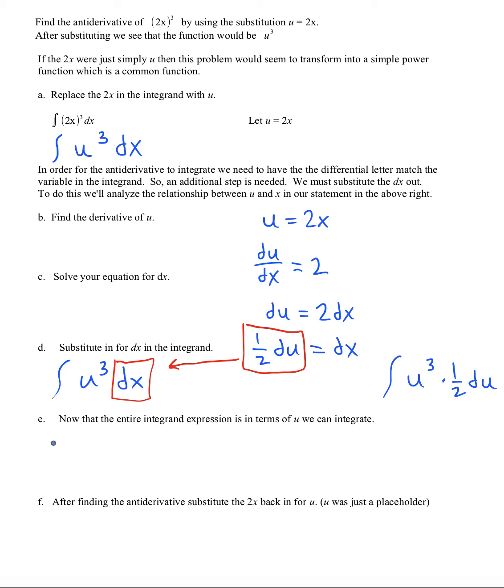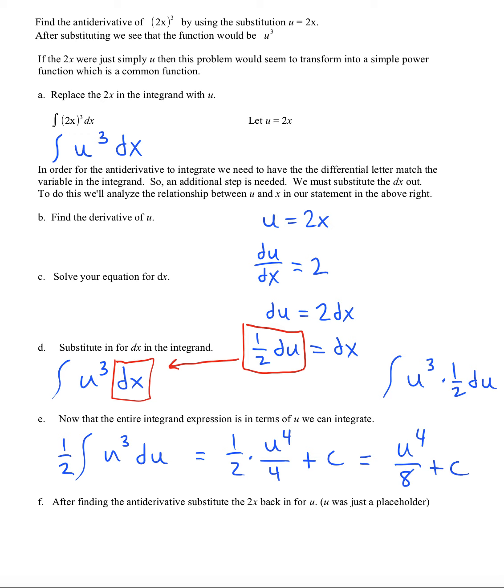Now that we have that, let's go ahead and integrate. We can bring our 1/2 out front. And our antiderivative will be u to the 4th over 4 plus c. Simplifies to u to the 4th over 8 plus c.